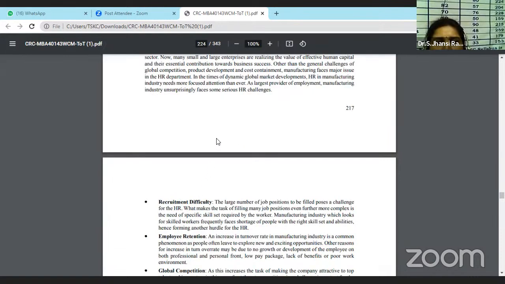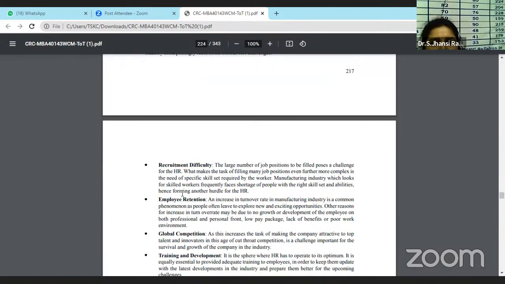And under this, the largest provider of employment is the manufacturing industry, because one manufacturing industry will have thousands of employees or laborers working. But surprisingly, we have a lot of serious HR challenges, that is human resource challenges. Another is recruitment difficulty. Why? Because a large number of positions are to be filled and this is a challenge for HR. Even more complex is the need for a specific skill set required of the worker.